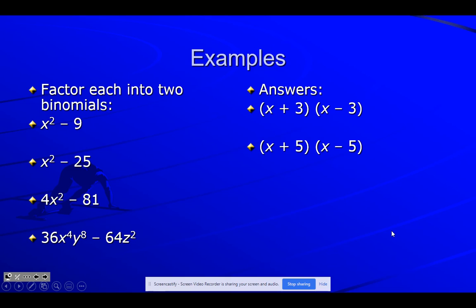4x squared minus 81 will factor into 2x plus 9 and 2x minus 9. And finally, 36x to the fourth y to the 8th minus 64z squared will factor into 6x squared y to the fourth plus 8z and 6x squared y to the fourth minus 8z.